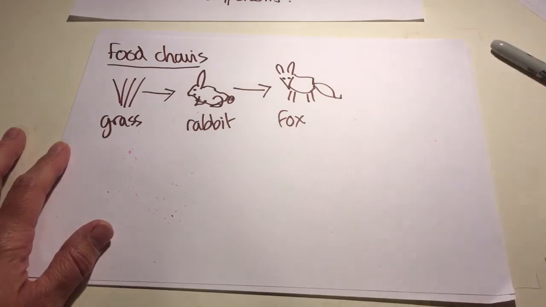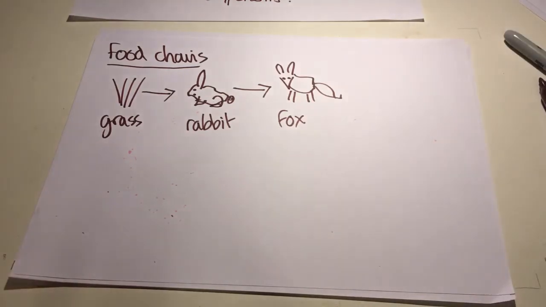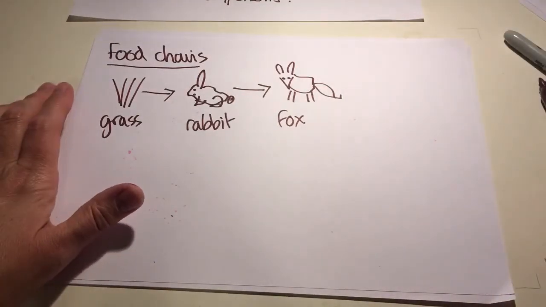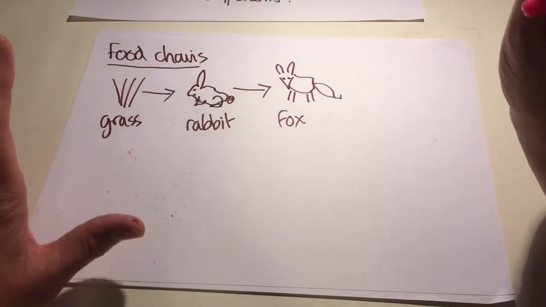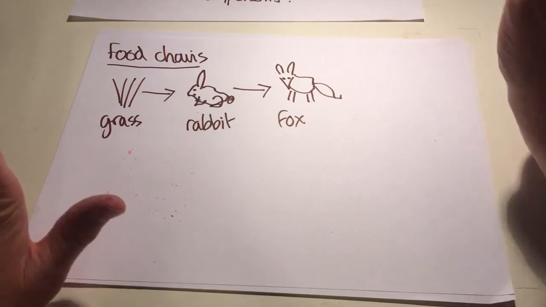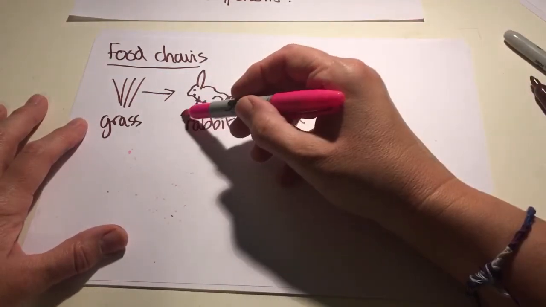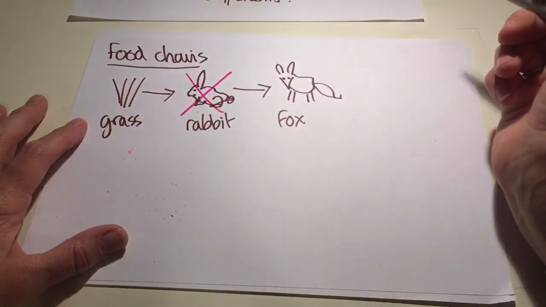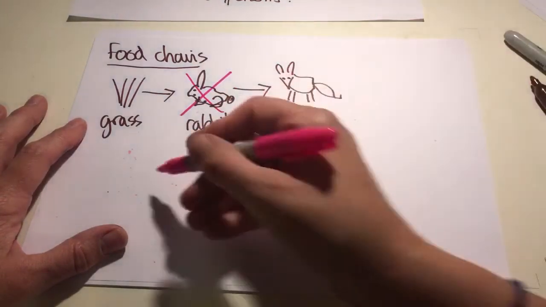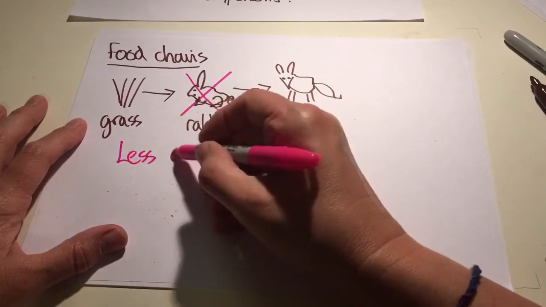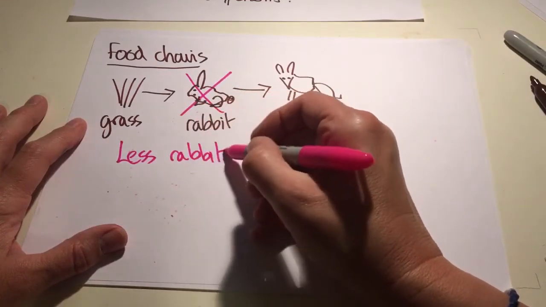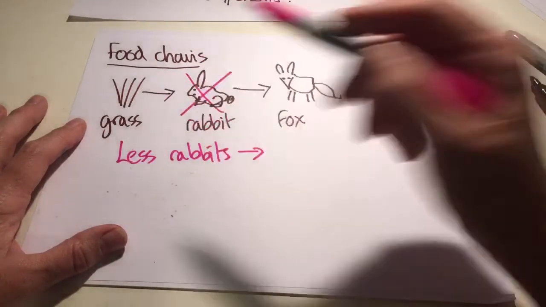So if you think about it, I'm going to keep this super simple and you can come up with some more ideas of your own. If in the Rodwell Trail environment, which is a deciduous woodland, a woodland with trees where the leaves fall off in autumn, the rabbits reduced in number, what might happen? So if we have less rabbits, what would the consequence of that be for the grass?